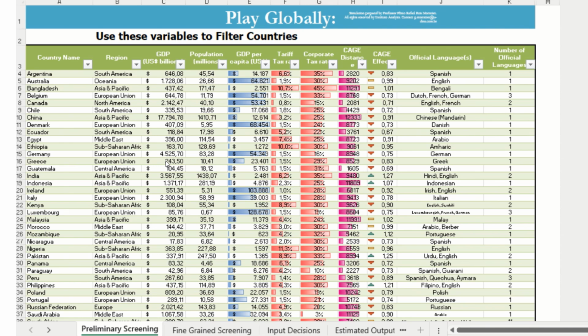Tax rates. Lower corporate taxes and trade tariffs can make market entry more financially viable and improve profitability, since you're going to pay taxes in the simulation. The CAGE distance: markets with lower CAGE distance often require fewer adaptation efforts and lower operational risk for your business.